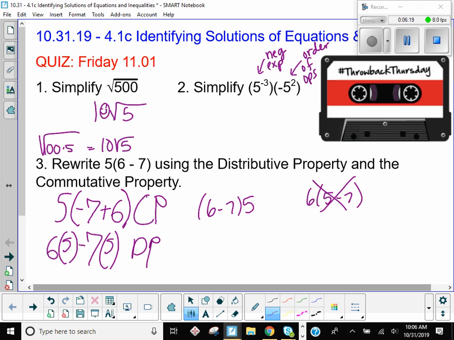Did anybody get an answer for number 2 that they feel confident about? Yes? What'd you get? 125. All right. So you multiply the 2, and then you subtract the exponents and you get negative 1. And then you have to move it to the bottom.